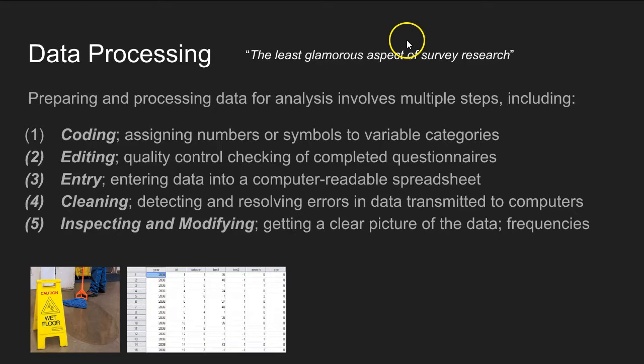A final step in data processing is inspecting and modifying. So you have to look through all the data. Sometimes they call this exploratory data analysis. You're getting a picture of the data by running frequency distributions and percentage distributions, identifying outliers in responses, maybe categorizing and collapsing different values into new derived variables. So inspecting and modifying the data is that final step of data processing before the researcher moves on to analysis.